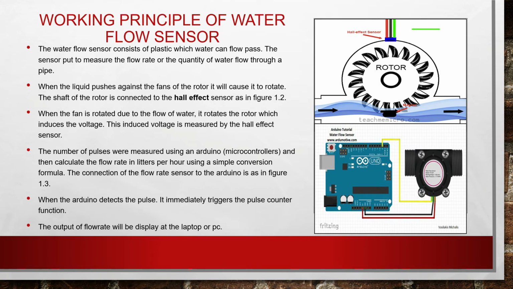Okay, lepas tu when the Arduino detects the pulse, it immediately triggers the pulse counter function. Then the output of flow rate will be displayed on the laptop or PC. So sebabkan kita dah connect dengan PC, sistem ni akan keluarkan flow rate dan nilai-nilai flow rate dan volume yang telah lalu ke dalam pipe tu. Itu saja. Okay, saya akan serahkan kepada Ridwan untuk explanation seterusnya.